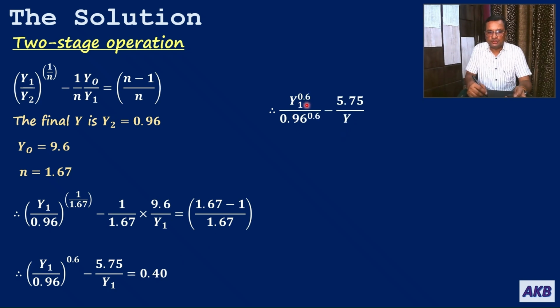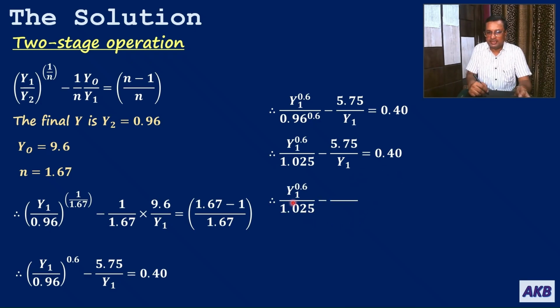So this is y1 raised to 0.6. I have separated the power, divided by 0.96 raised to 0.6. That is equal to 5.75 divided by capital Y1, that is equal to 0.4. That is capital Y1 raised to 0.6 divided by 1.025. 0.96 raised to 0.6 is 1.025, minus 5.75 divided by capital Y1, that is equal to 0.40. That is y1 raised to 0.6 divided by 1.025 minus 5.75 divided by capital Y1 minus 0.40, that is equal to 0.